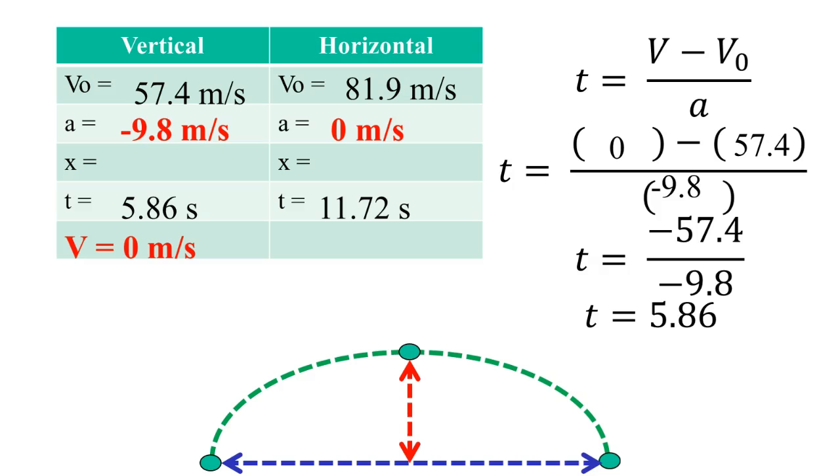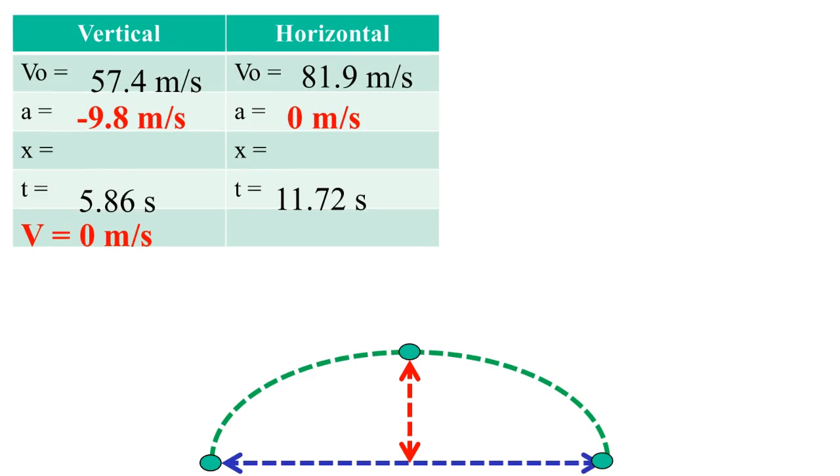Time is usually the missing key. It's usually the first variable you want to solve for because it gives you at least 3 given pieces of information in the vertical and horizontal column. So it'll allow us to do things like solve for X.